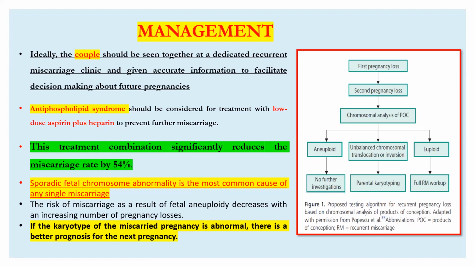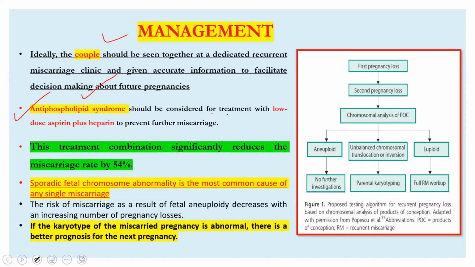In the West, usually they say that we are pregnant, we are expecting a child, but in our society we say, oh, that woman is pregnant. Ideally, of course, a child belongs to both. So a couple should be seen together at a dedicated recurrent miscarriage clinic and given accurate information to facilitate decision making about future pregnancies.